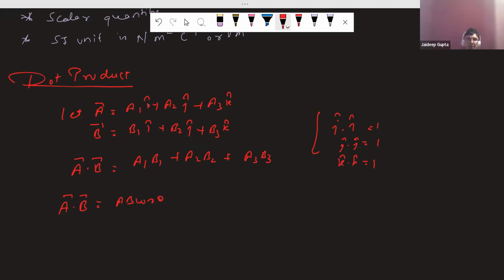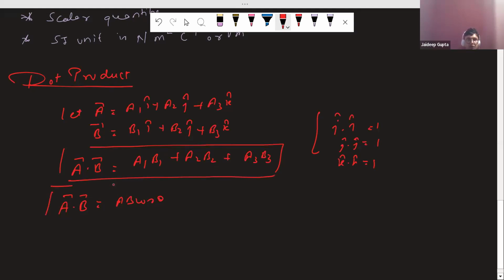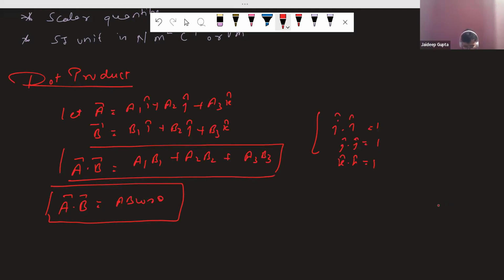So we have to multiply I with I, J with J, and K with K. This is the formula you have to remember: A dot B equals A1 B1 plus A2 B2 plus A3 B3. This is also equal to AB cos theta. These are the two formulas. All right, Iram, shall I move further? Yeah.